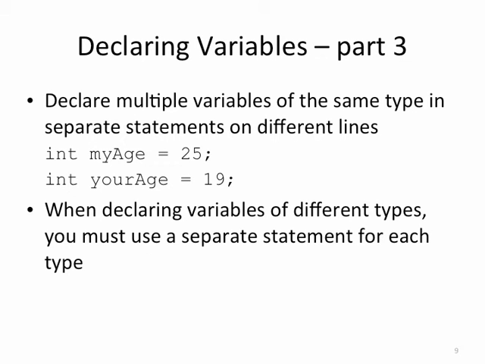So here's an example of declaring variables in which we supply an initial value. Int myAge equals 25. The data type is int, the variable name is myAge, and the initial value is 25. Int yourAge equals 19. Int is the data type, yourAge is the name of the variable, and 19 is the initial value. When declaring variables of different types, you must use a separate statement for each type, so you have to put them on their own line.